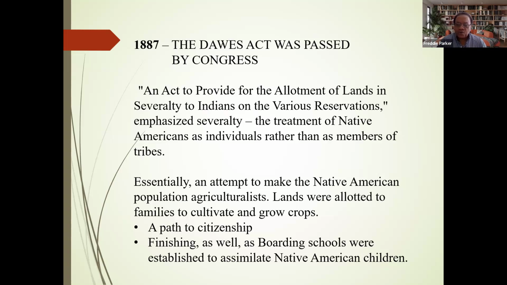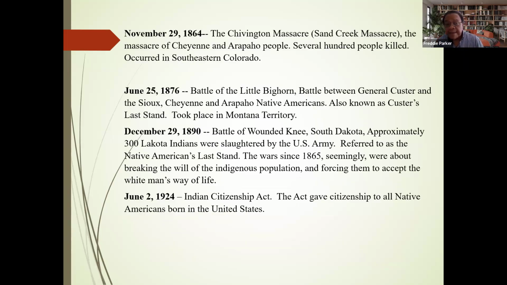Finishing as well as boarding schools were established to assimilate Native American children, probably in the neighborhood of 75,000 children eventually went to these boarding and finishing schools. I think some of us have heard about the massacres that took place as early as whites came into the Americas. Of course, the slaughter actually began then. No one can say for certain how many indigenous people there were in what we now call the United States, that is the 48 contiguous states, but I've seen estimates as high as 3.5 million. And by 1865, that number was 400,000.